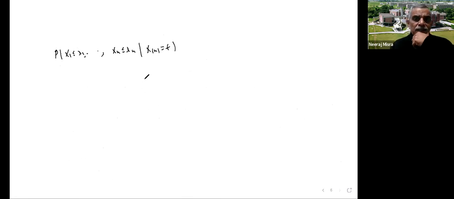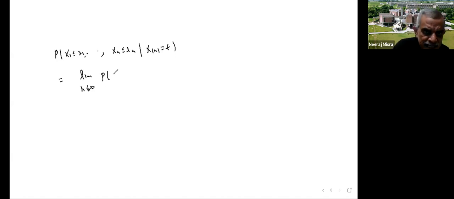Now, what was happening in your case was you are trying to find out the conditional distribution of X1, X2, up to X(n-1), given Xn is equal to t. That is what you are trying to find out. So this, by definition, is same as limit h going to 0. I would say that you start with this rather than going to a density, because you do not know whether the density exists or not.